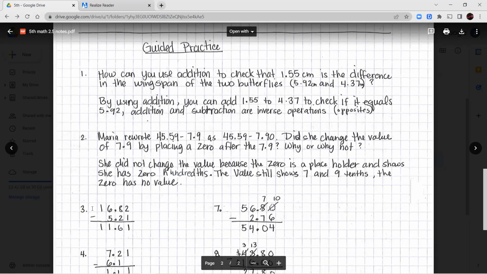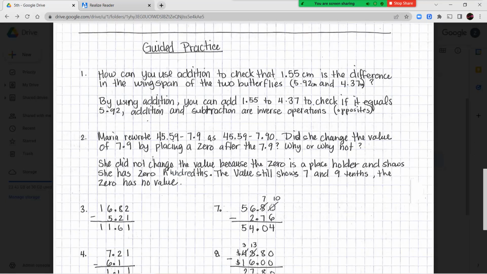Number 2 says Maria rewrote 45 and 59 hundredths minus 7 and 9/10 as 45 and 59 hundredths minus 7 and 90 hundredths. Did she change the value by placing a 0 after the 7.9? Why or why not? So we know that she did not change the value because the 0 is a placeholder and it shows that there's 0 in the hundredths place. So the value of the 7, it still shows that we have 7 ones and 9/10, and the 0 has no value.